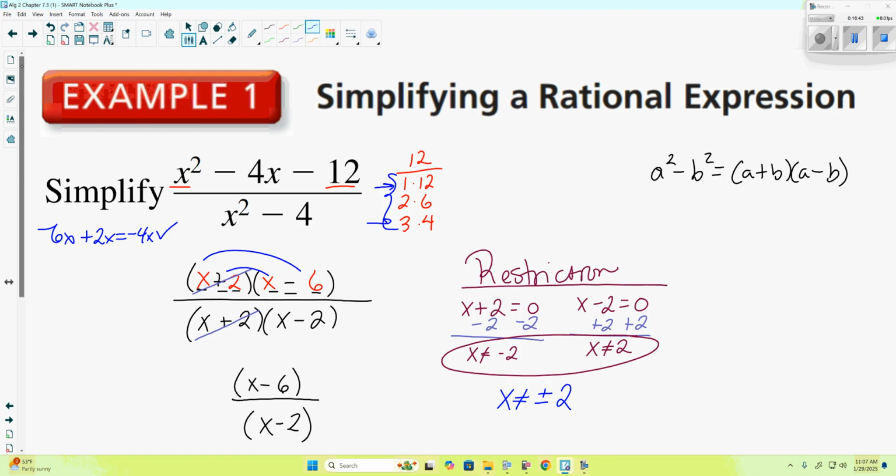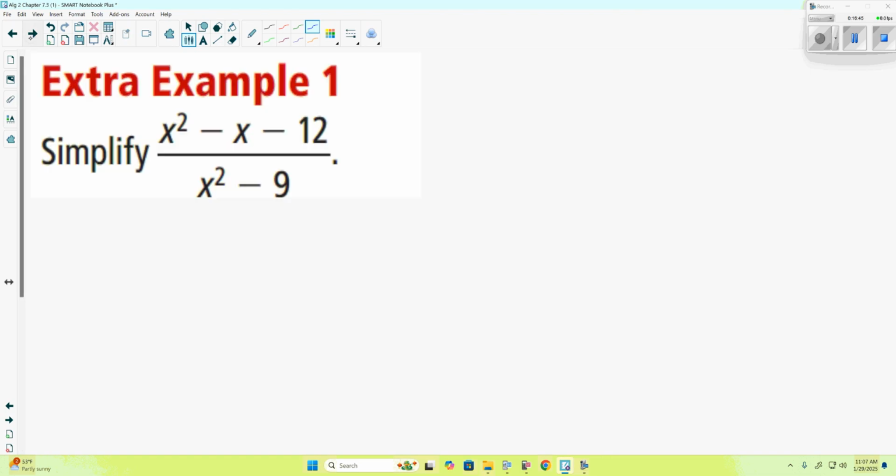We ready for the next one? x squared minus x minus 12 over x squared minus 9.